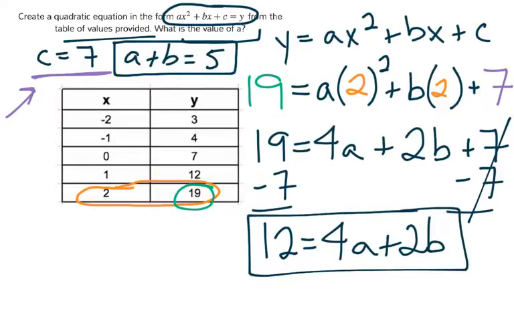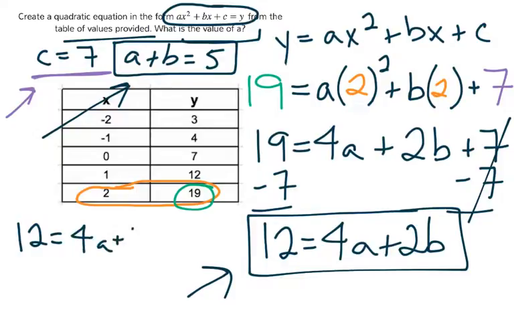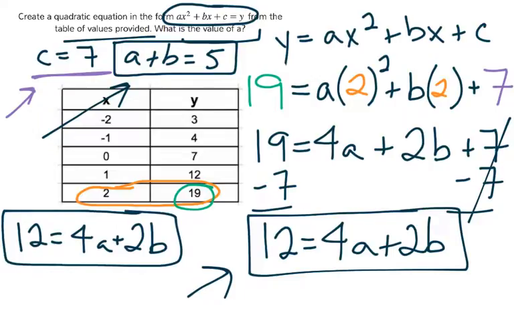Now you might be asking yourself, okay, I have these two equations, right here and right here. That still doesn't give me the answer. Well, it can, and it almost will. Let's keep this equation. I'm going to write it over here. 12 equals 4a plus 2b. I'm going to keep that. And let me erase this stuff over here.